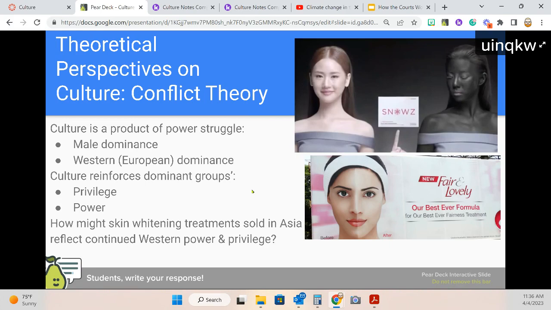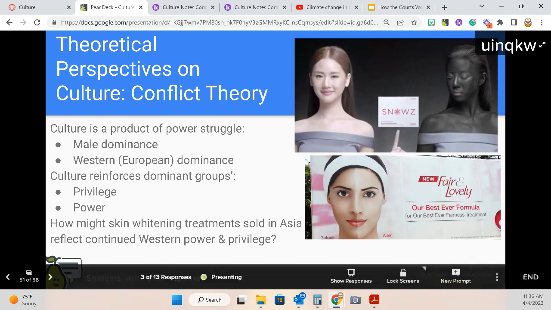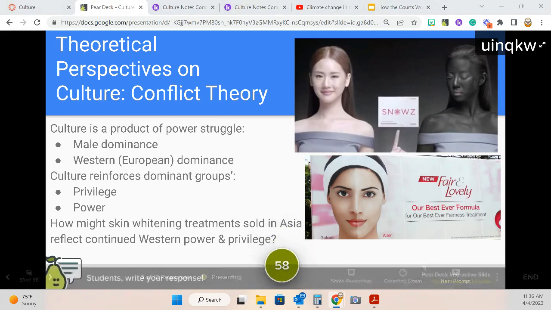So why might those skin whitening treatments reflect continued Western power and privilege? All right, and let's start with a minute on that. Probably go for another whole minute when that one's up.